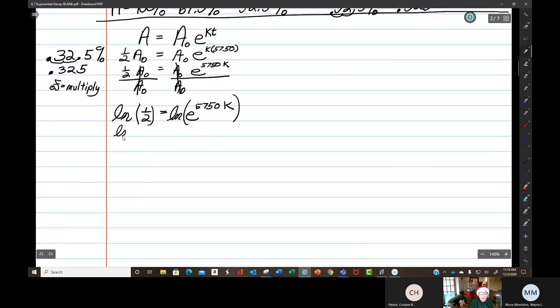So we're going to have the ln of 1/2 equals 5750K times the ln of e, which is 1. So the ln of 1/2 equals 5750K, and I will divide both sides by 5750. And that's what your K is.